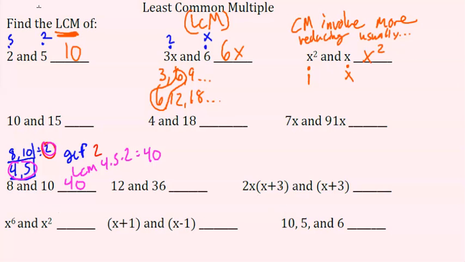How about 2x, x plus 3, and then x plus 3? Well, they both have x plus 3, so that's the GCF. What's left over is 1 and 2x. So we're going to multiply 2x times x plus 3 to get our least common multiple. So that's just 2x, x plus 3. You don't have to distribute it in for these. It's better to leave it in factored form so that you can use that to cancel out for holes and vertical asymptotes later.